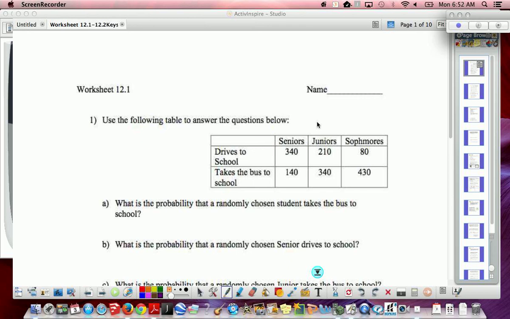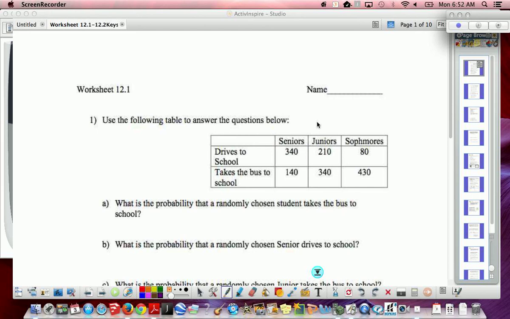Take a look at your 12.1 worksheet here. It says use the following table to answer the questions below. So it looks like we're comparing students here, seniors, juniors, and sophomores, and whether they drive to school or take the bus to school.